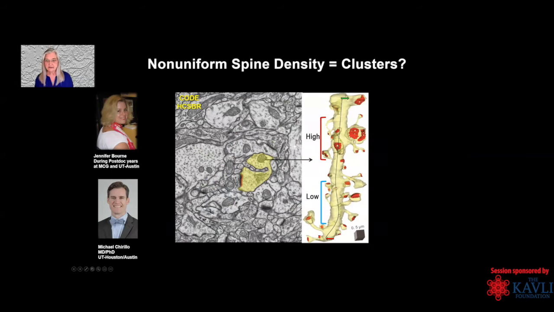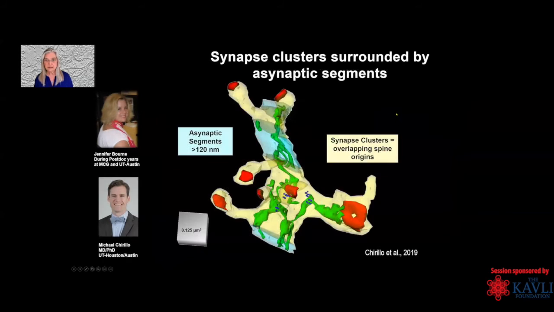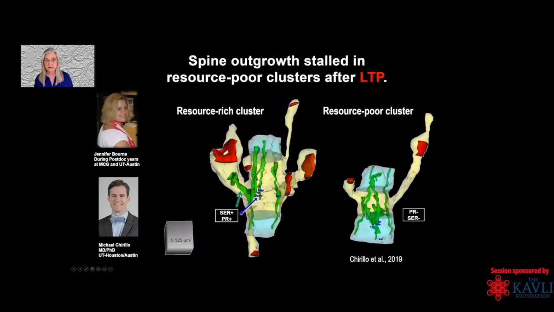Now, if you look at these dendrites, you see that there's a very non-uniform spine density along these dendrites. You have regions where spine density is very high and regions where it's low. And we're wondering whether or not this means that there are spine clusters that act independent of one another. So we looked at this by separating the dendrites into asynaptic and synaptic clusters with overlapping regions of spine origins. And we found that the spine outgrowth was only stalled in resource poor clusters, whereas in resource rich clusters where synapses were markedly enlarged, they also shared these resources with their neighboring spines and encouraged the same amount of spine outgrowth as was seen under control conditions.